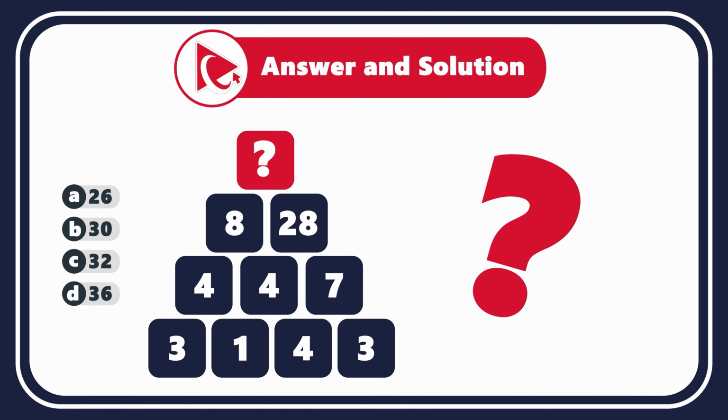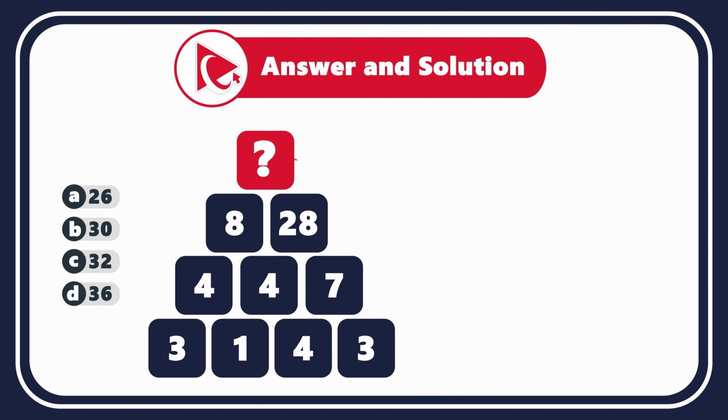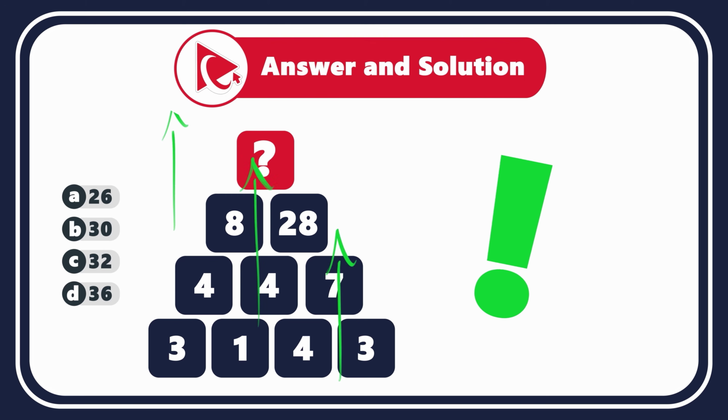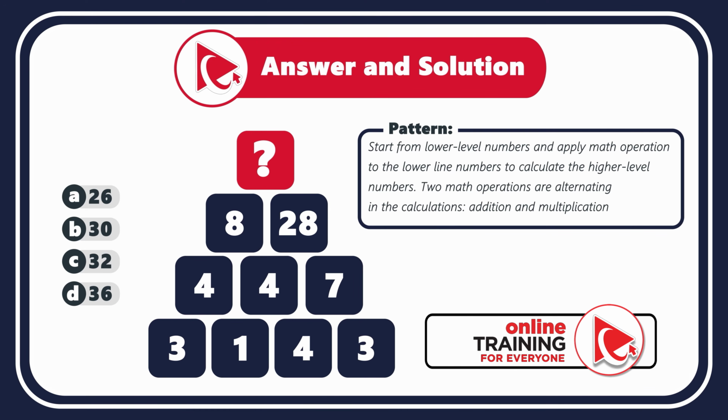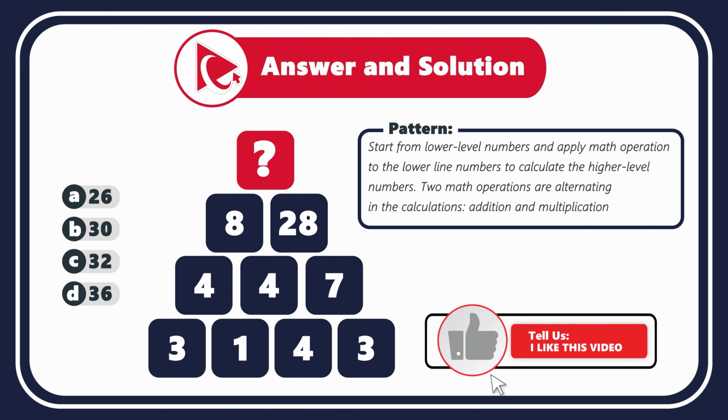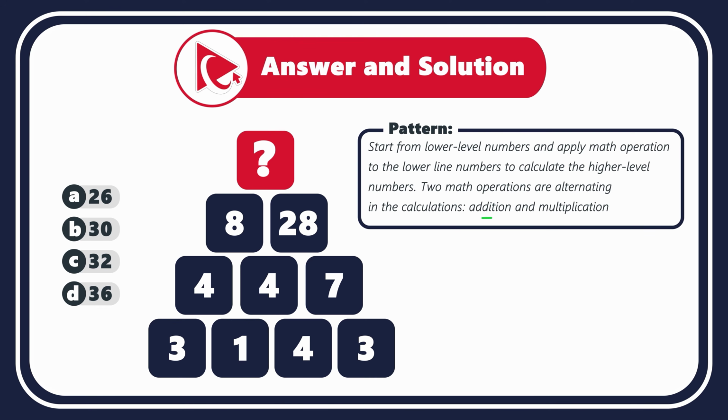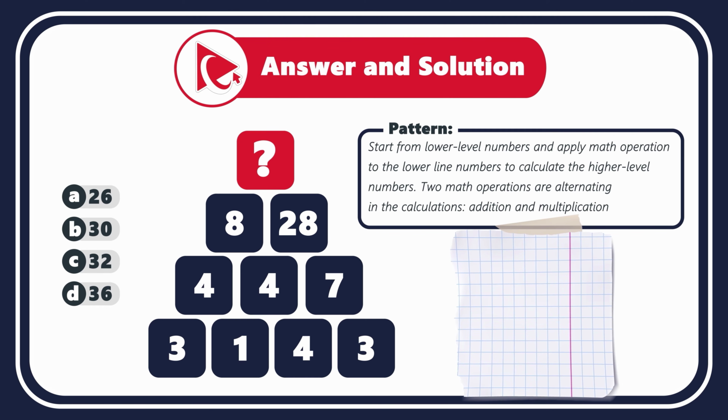Remember how I presented the information to you? I started from the top and went to the bottom. But in fact, you need to start from the low-level numbers and apply math operations to the low-level numbers to calculate the higher-level numbers. To confuse you even more, there are two math operations alternating in the calculations: addition and multiplication. Let's look at the example so you get a better understanding.